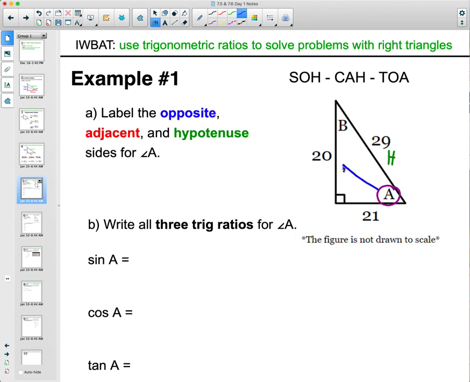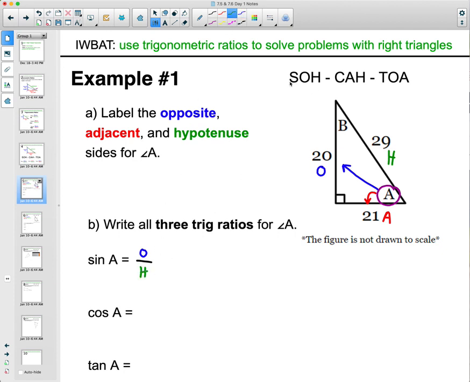Across from the angle is the opposite. Next to the angle is the adjacent. Okay, so I'm just using H, O, and A. So now when we go to write out these functions, okay, so when I want to do the sine of A, remember that the sine of A is the opposite side over the hypotenuse.